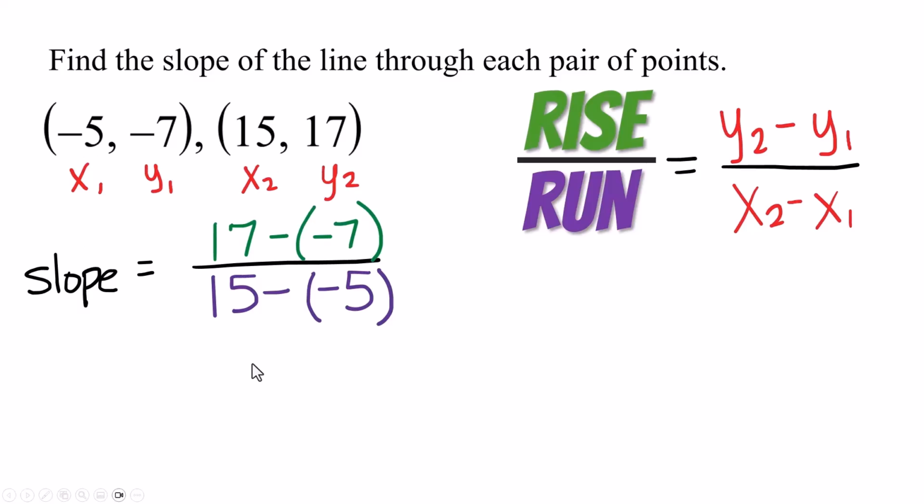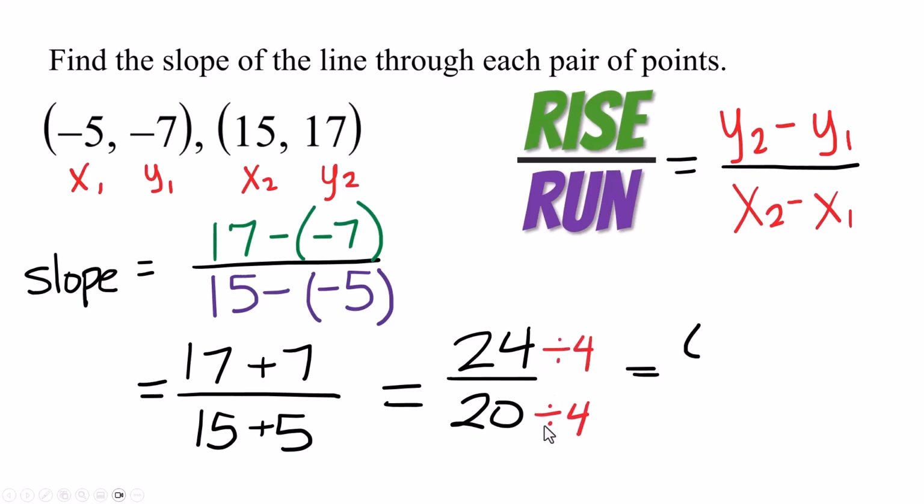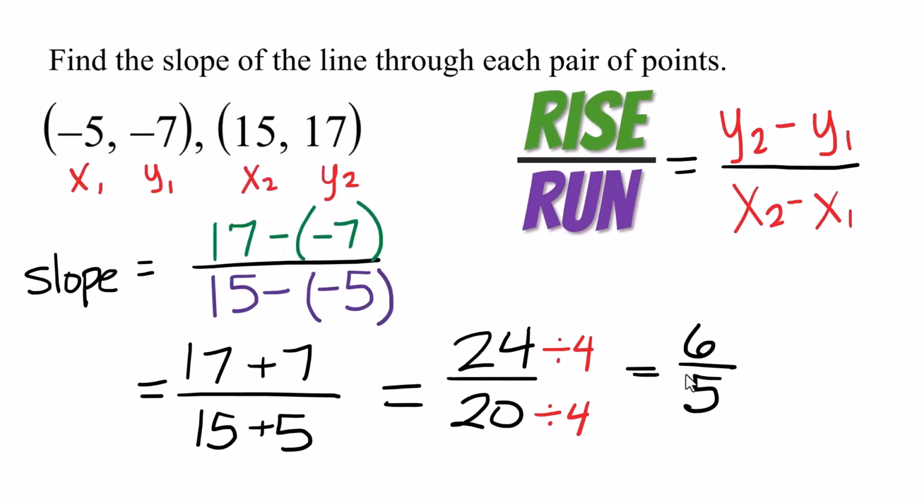Well, when that happens, these double negatives change to pluses, so we end up with 17 plus 7, 15 plus 5. That's 24 over 20, and once again, not in lowest terms. The largest number I can think of that goes into both of these is 4, and so that's going to reduce to 6/5. So this line, it has a steepness of a positive 6/5. All right, now you have some problems to try. Are you ready?